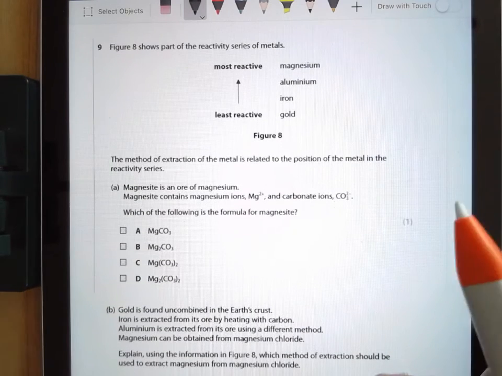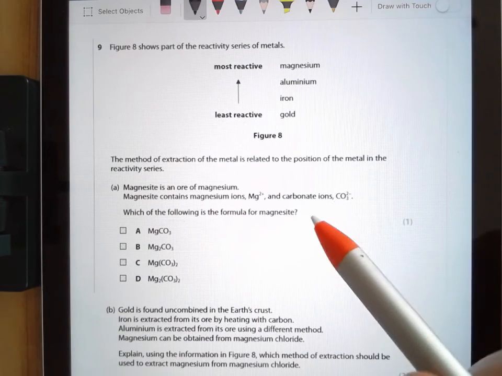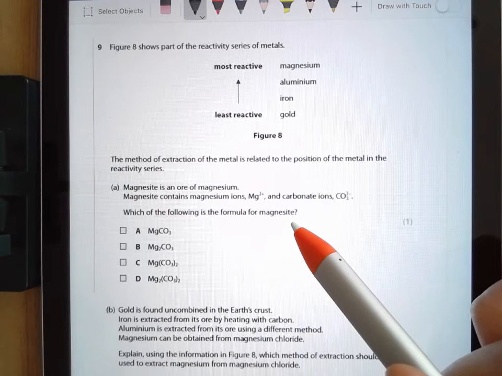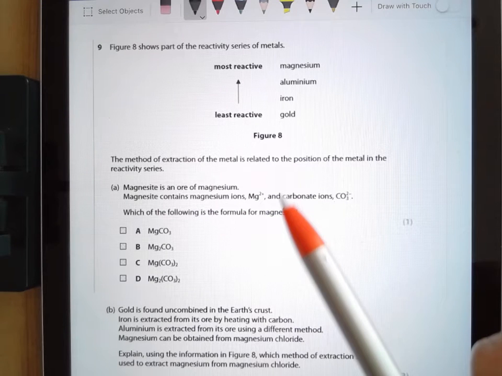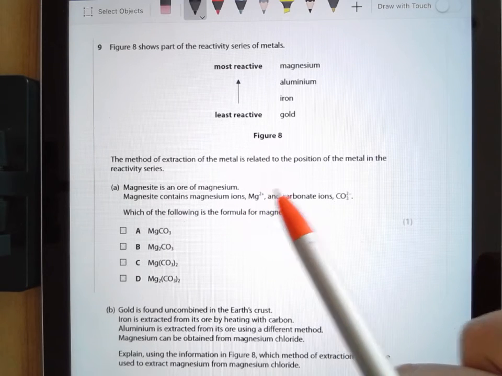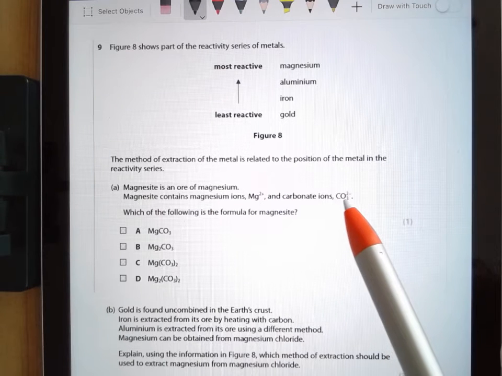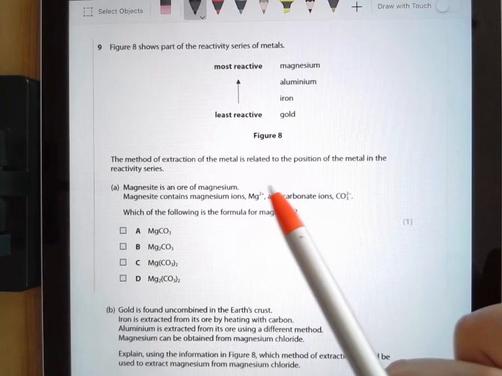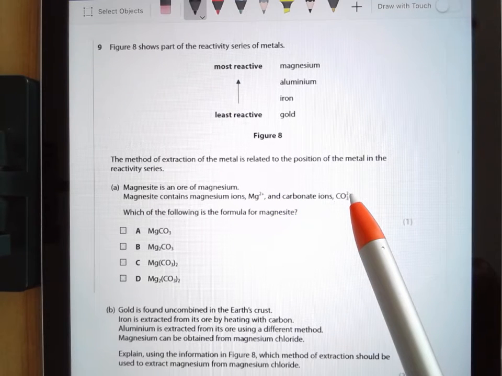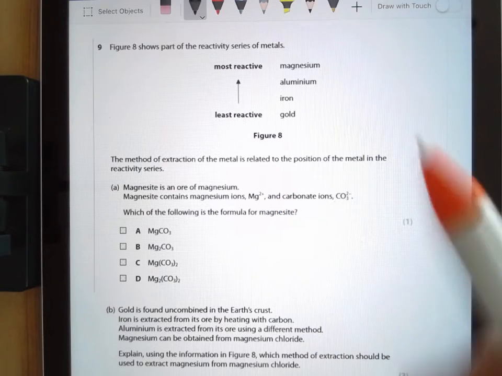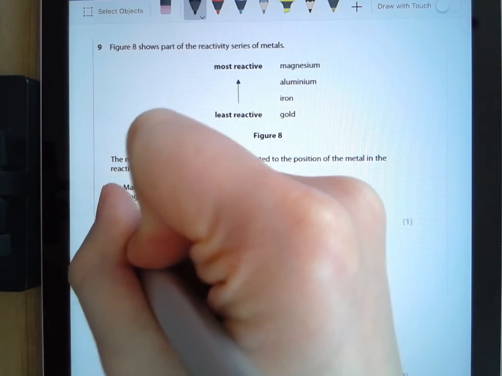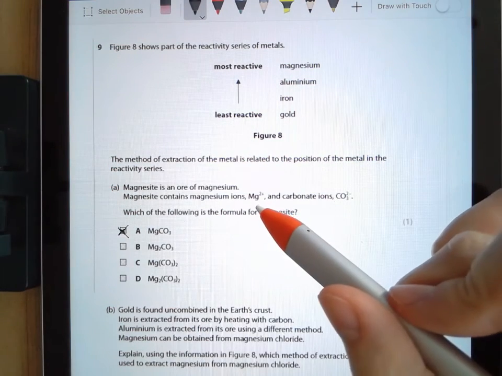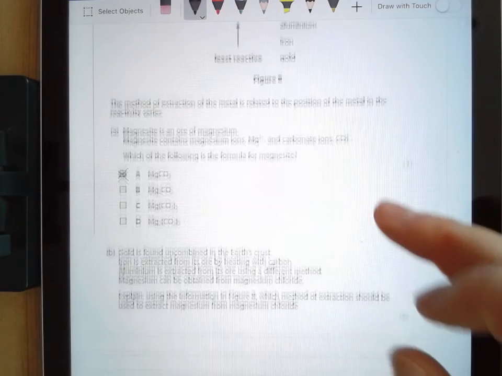The next part, which of the following is a formula for magnesite? I know we've never seen anything like this before. We've never seen this compound, but they're telling you the charge of magnesium is 2+, and they're telling you CO3 is 2-. You need the charges to cancel. 2+ and 2- cancel, so you just need MgCO3. Because the charge is already cancelled, you just need 1 Mg and 1 CO3 and they'll cancel out.